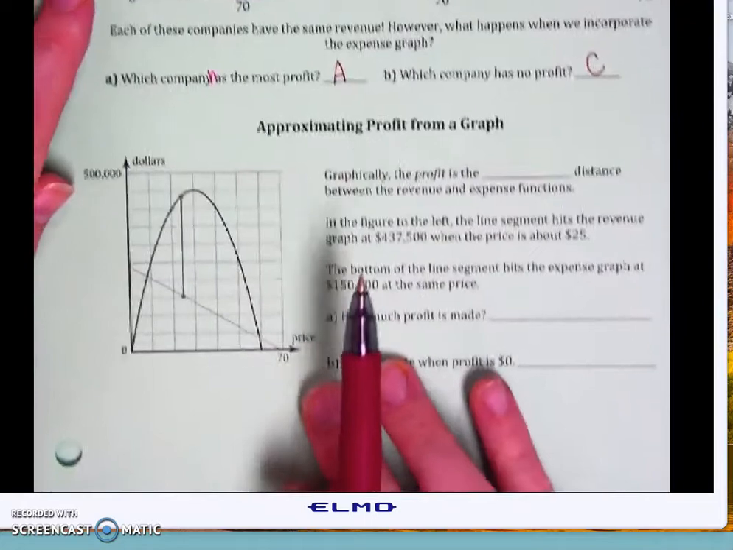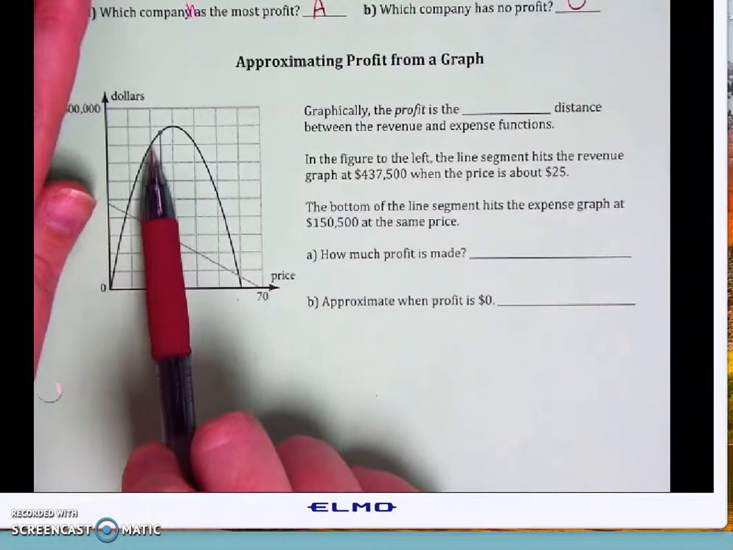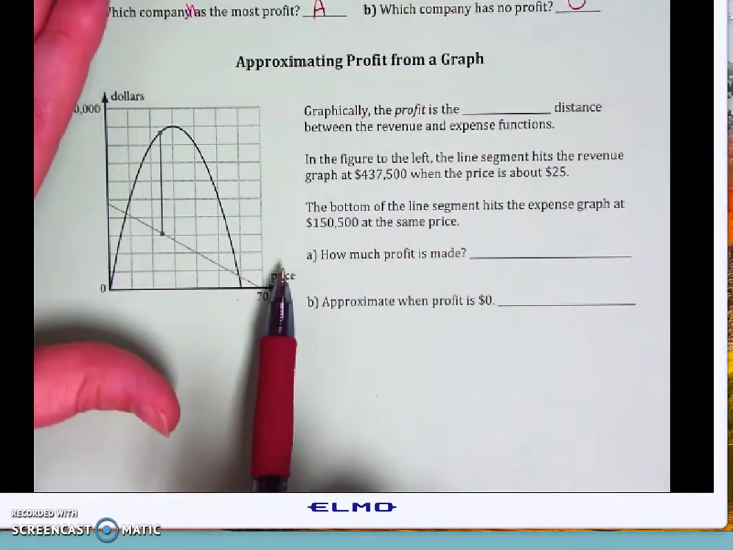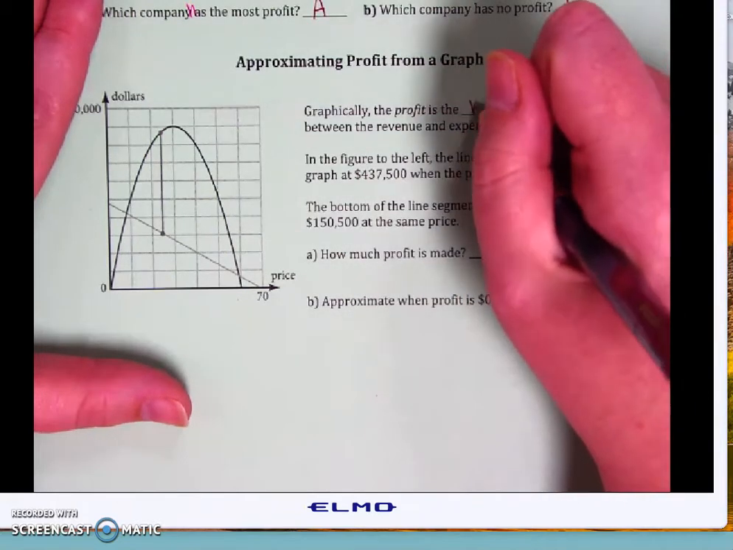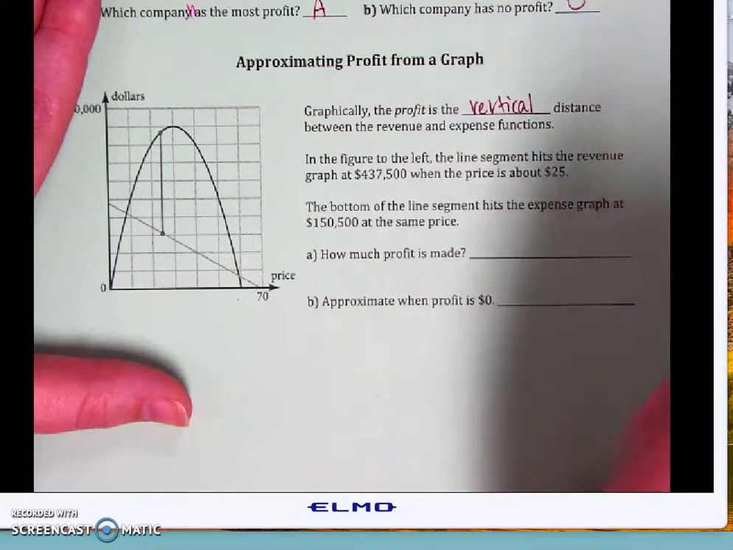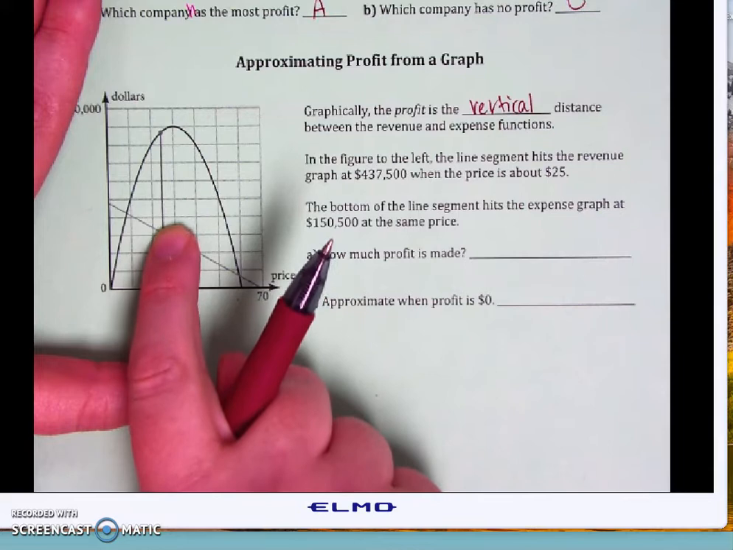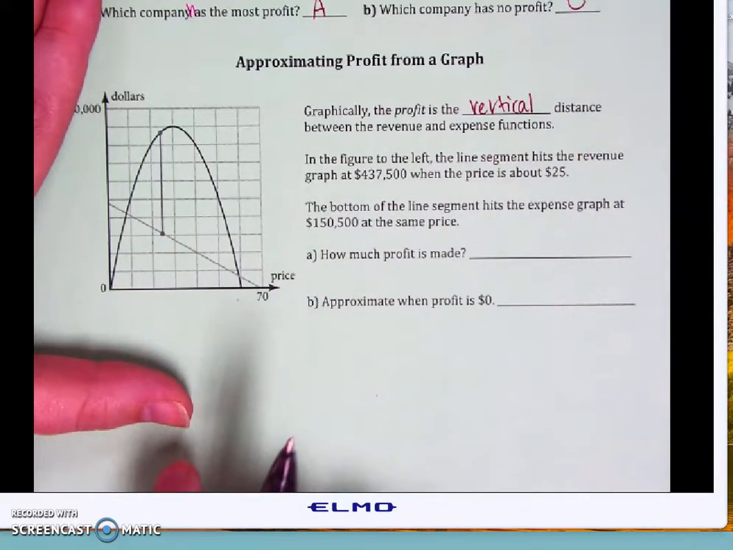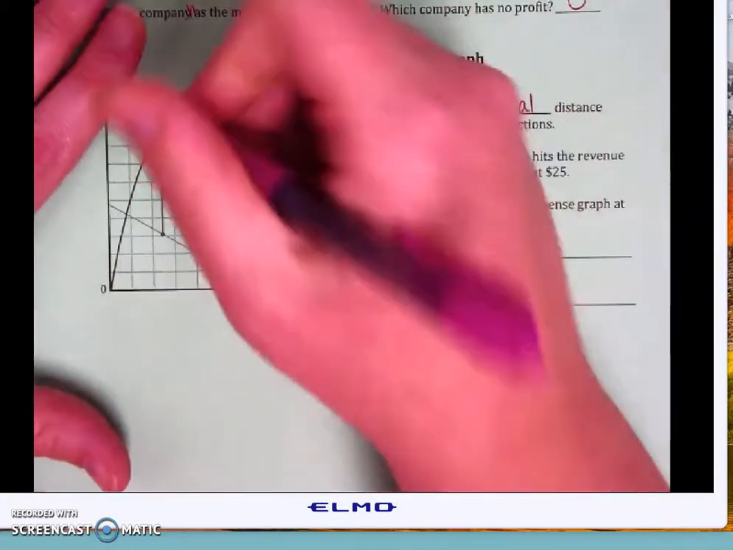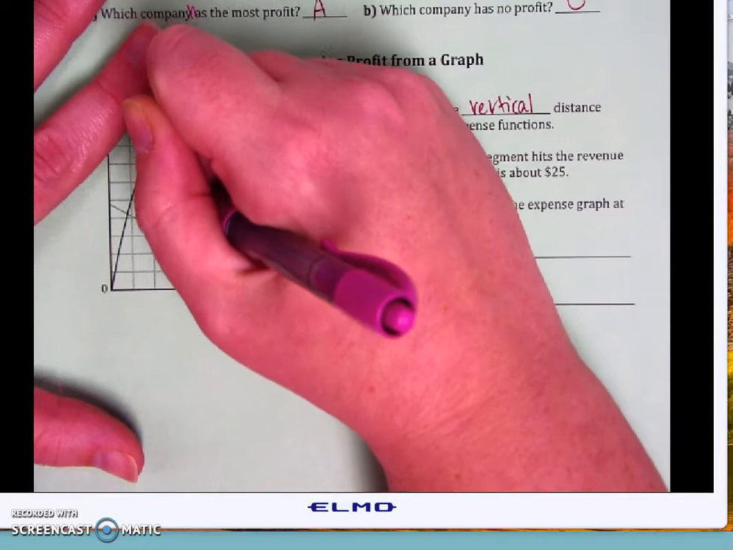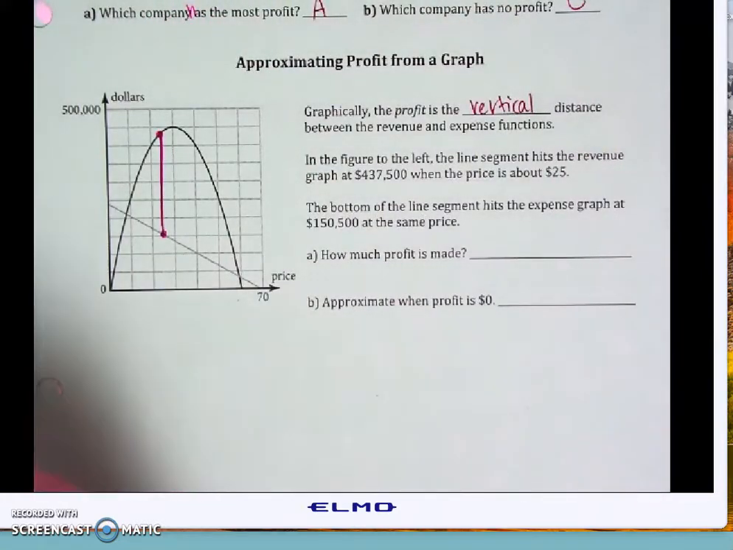What we did yesterday on Monday was look at calculating profit from a graph. And so this is just summarizing or recapping what we did yesterday. Graphically, the profit is the vertical distance between the revenue and the expense functions. So the difference between revenue and expense is the profit. In the figure to the left, we have this line segment. I'm going to highlight mine in pink so you can see it a little bit better. So this is the line we're talking about.